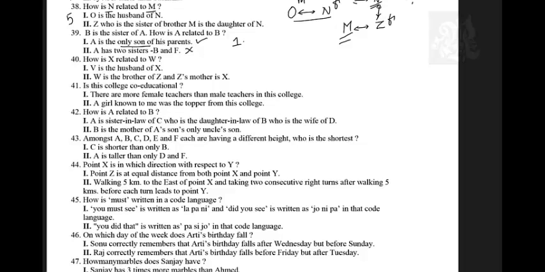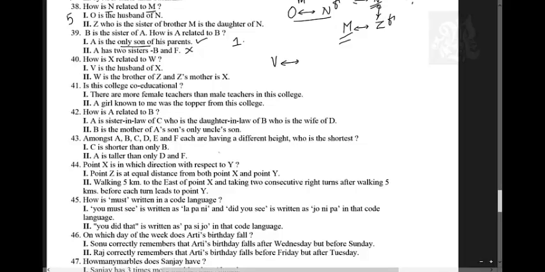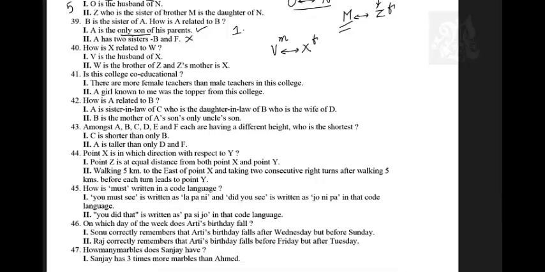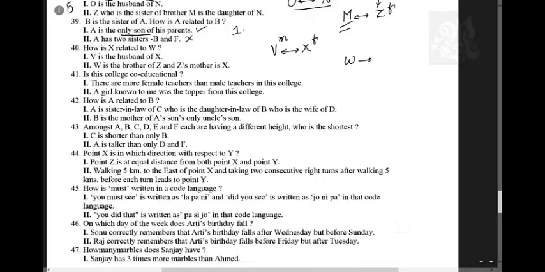5 blood relation. How is X related to W? V is a husband of X. Now these things will determine genders only. V is a husband of X, so X becomes a female. V is a male. Cannot do much because there's no W here. W is a brother of Z and Z's mother is X. So W is a brother of Z, male, and Z's mother is X, female. You got the relationship of X and W? So the answer is 2 alone. We don't need the first statement at all.